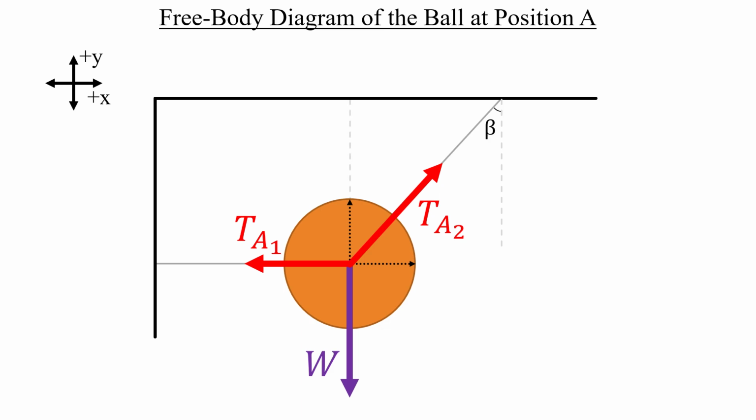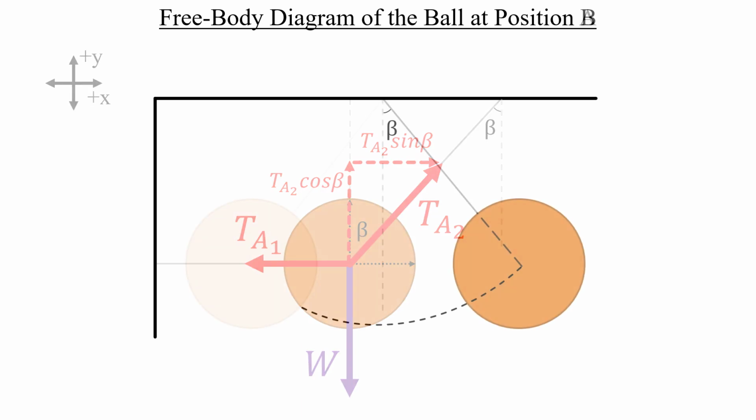Since this new line is parallel to the dashed gray line here that's adjacent to our angle, we can draw beta in the following location, since it's an alternate interior angle relative to the other one. Now we're free to break up that second tension vector into components, as you see here. And that's it for position A.